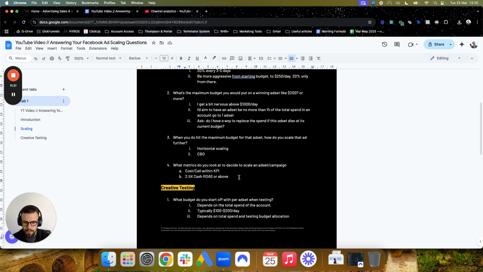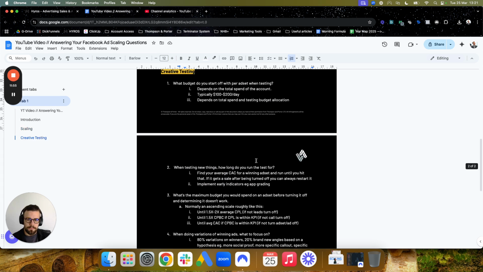And then again, you're not going to dip below probably a 2x as you scale, as long as you have things dialed in and the sales team is performing. So those are really the biggest metrics: cost per call within KPI, good feedback from the sales team as far as quality, and then a 2.5x cash ROAS. There's times where we've had significantly higher than that for clients, but that's really the bottom number. If we're in that spot, we're in a good place to scale.